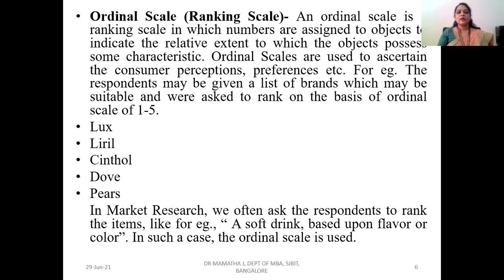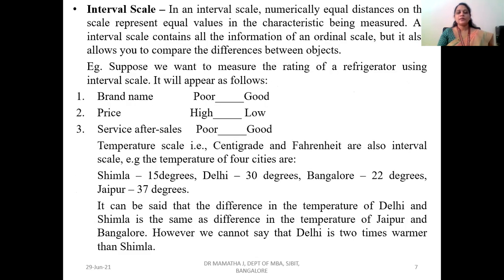So this is called ordinal scale. A ranking is possible in this particular scale. This type of scale is also widely used in marketing surveys. The next type is interval scale.